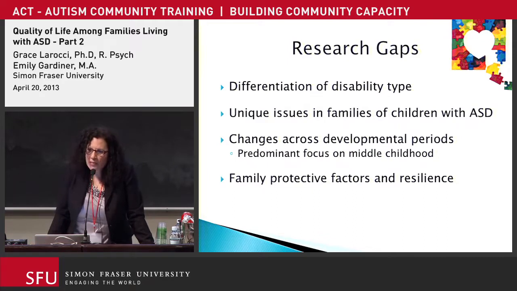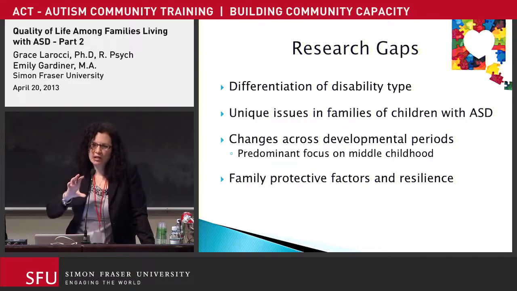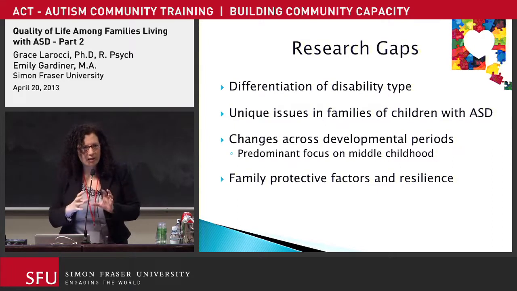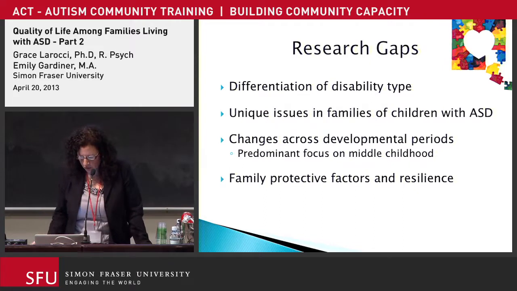So the research gap that we see after we've done our review of the literature is that there's a real need to differentiate the type of disability. Grouping families who are coping with different types of disabilities is not as helpful in terms of actually coming down to practical information that can inform practice, policy. It just conflates everything. It doesn't really tell us very much.